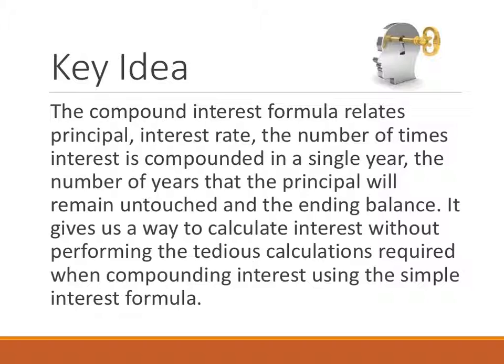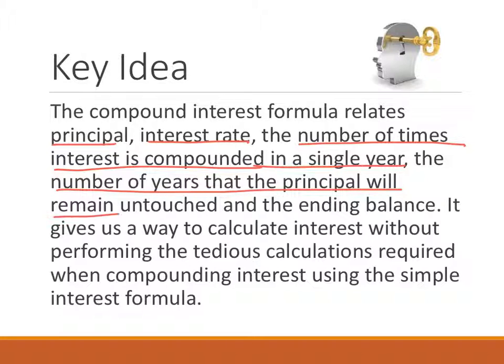Now, first understand what the formula does. The formula is going to relate principal, interest rate, the number of times interest is compounded in a single year, the number of years that the principal will remain untouched, and the ending balance. So all of these variables will be accounted for in the formula. It basically gives us a way to calculate interest without performing all of the tedious calculations that are required when we compound interest using only the simple interest formula.